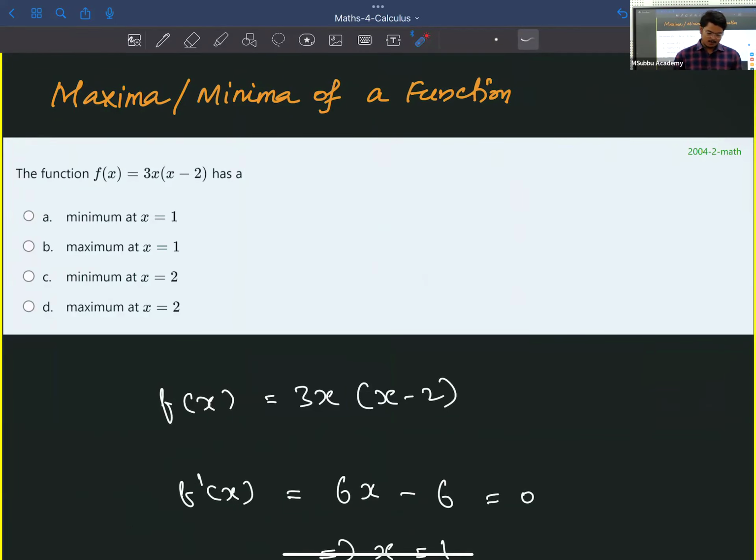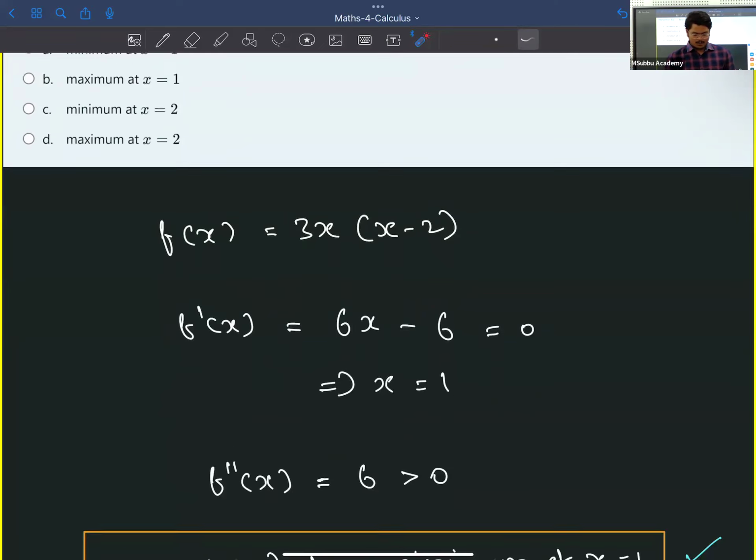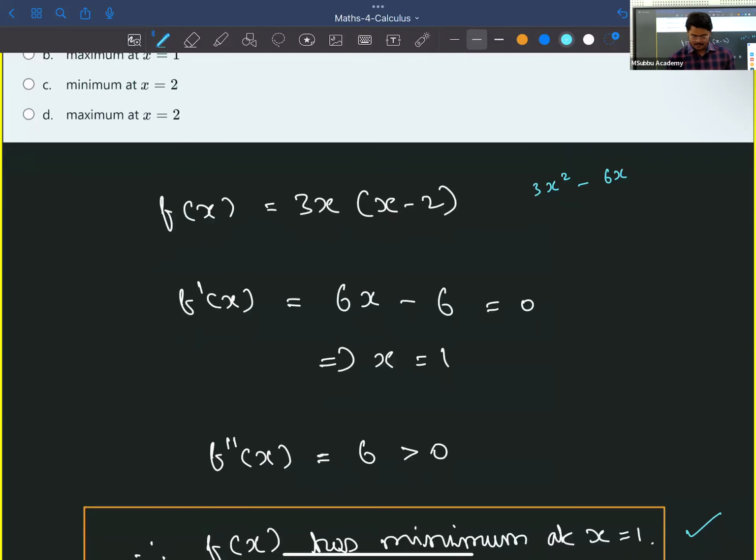Okay, now let's move on to the maxima and minima of the function. Here the function they have given is f of x equal to 3x into x minus 2. For finding a maxima or minima, first we find the first derivative of the function and find the critical points. The first derivative of this function will be 3x square minus 6x. Now differentiate this term again, and you'll get 6x minus 6.